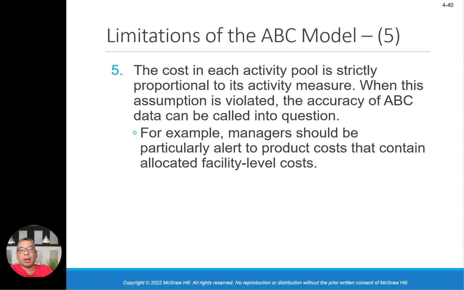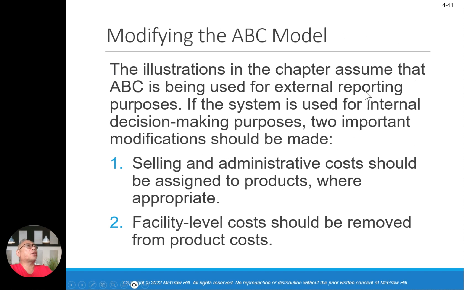The illustration in this chart assumes that ABC is being used for external reporting purposes. If the system is used for internal decision-making purposes, two important modifications should be made. Number 1, selling and admin costs should be assigned to products where appropriate, or facility-level costs should be removed from the product cost. That's basically closing this chapter, ABC, activity-based costing.